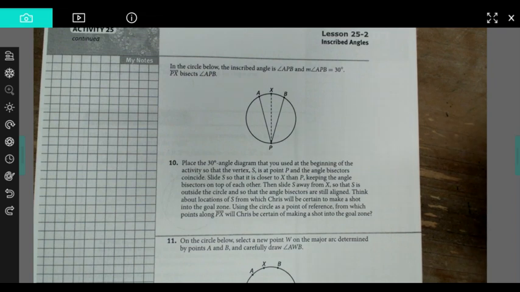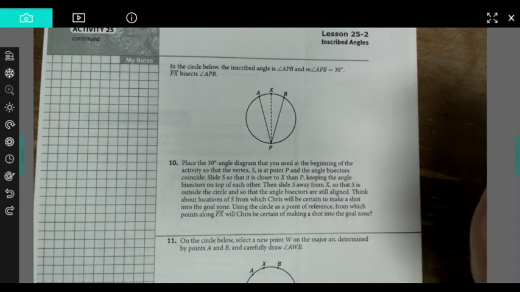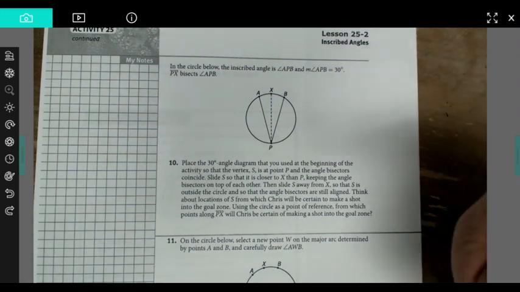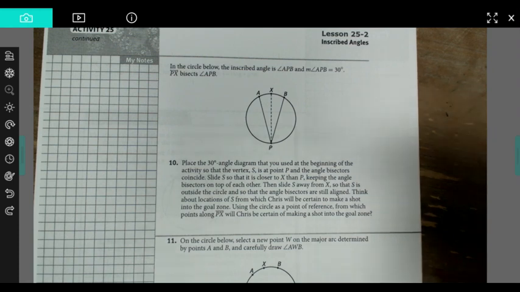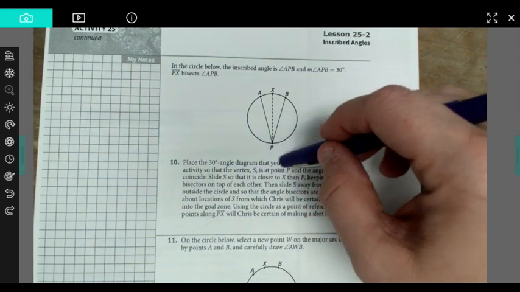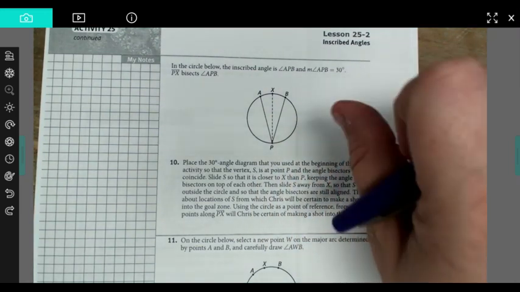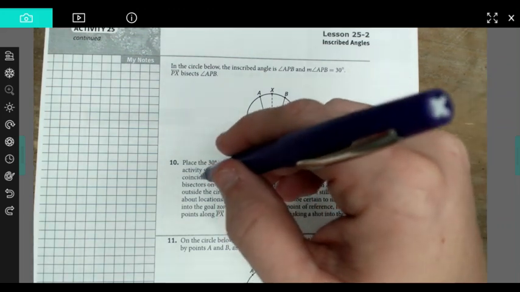Section 4 is going to cover questions 10 through 14. In the circle below, the inscribed angle is angle APB, and the measure of angle APB is 30 degrees. PX bisects the angle APB. Place the 30-degree angle diagram that you used in the beginning of the activity so that vertex S is at the point P, and the angle bisectors coincide.